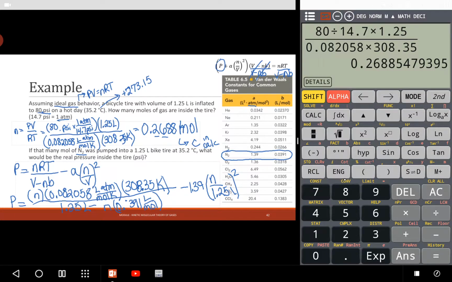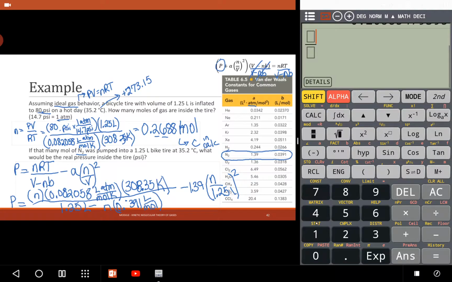Okay, so now I gotta type that all into my calculator. We have set up a fraction, and I stored that mole value as C, times 0.082058 times 308.35, divided by 1.25 minus my moles times my b constant, which is 0.0391.